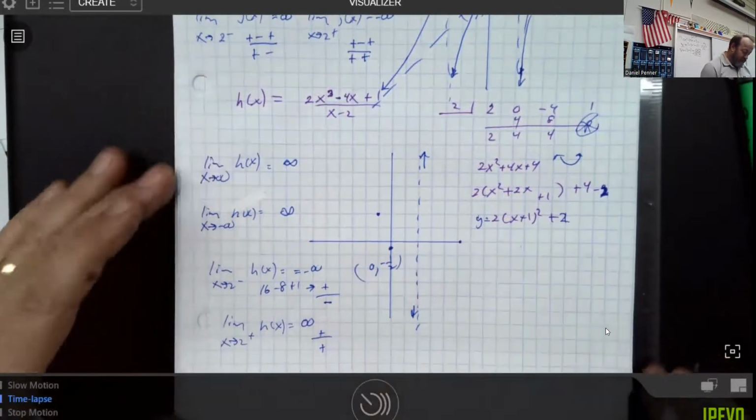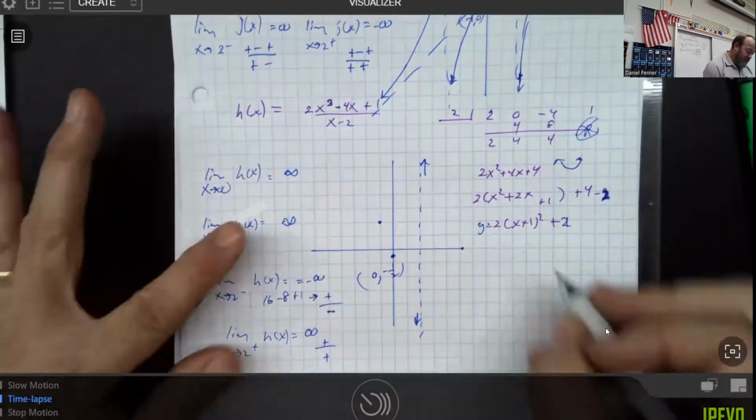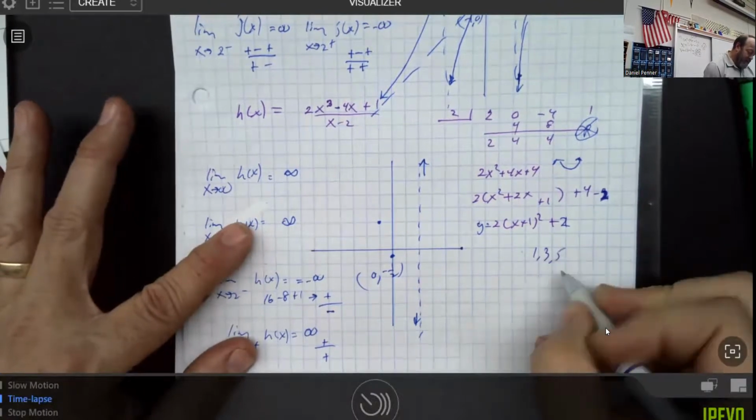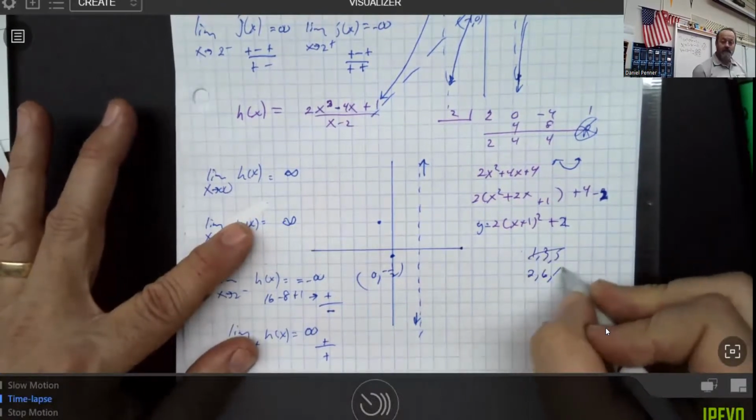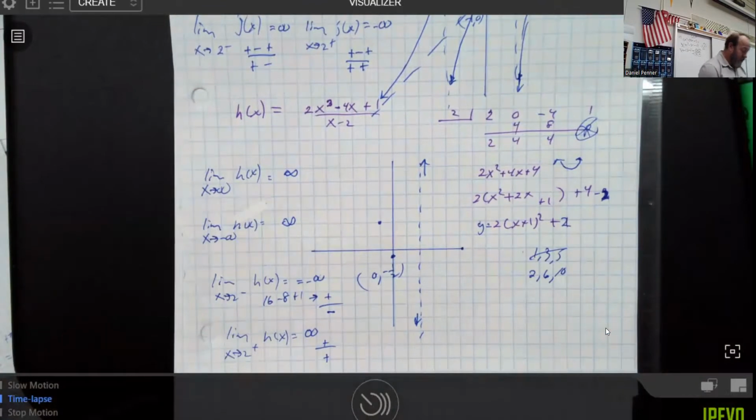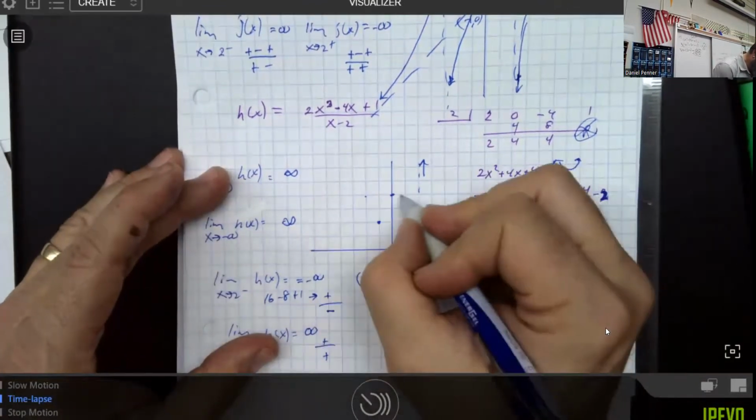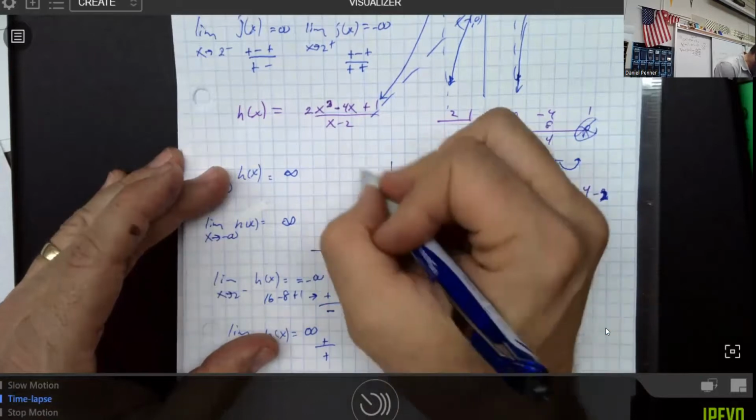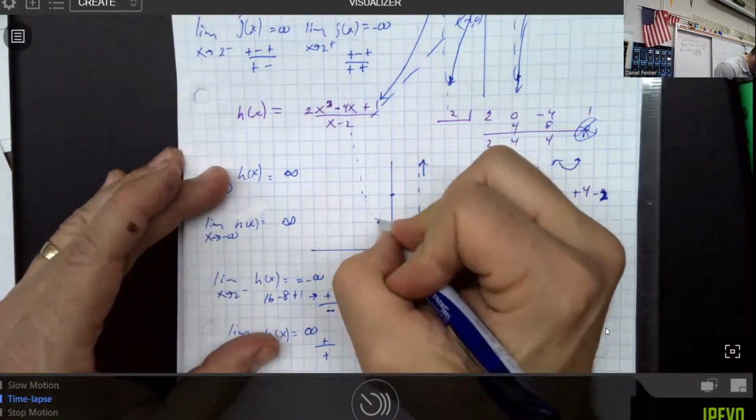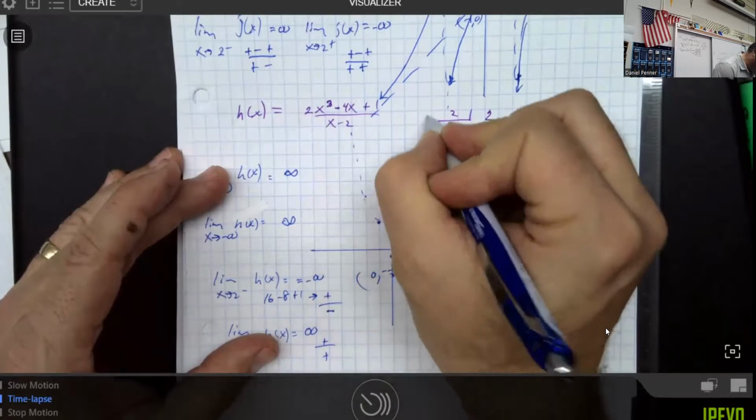And this is my parabola, but instead of using a 1, 3, 5 pattern, it's going to be a 2, 6, 10 pattern because it's been doubled. So I'm going to go over 1 up 2, over 1 up 6. This graph is phenomenally steep, way up here like this.